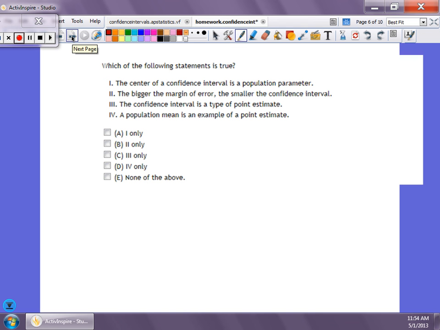The next problem. Which of the following statements is true? You just need to go through and identify whether each statement is true or false. I expect that you would know all these at this point, so I'm not going to give you any hints beyond that. Next question.